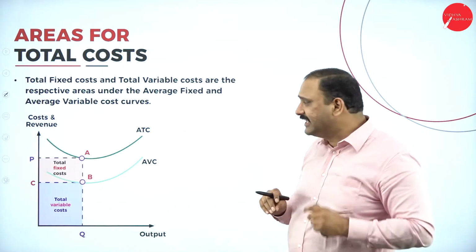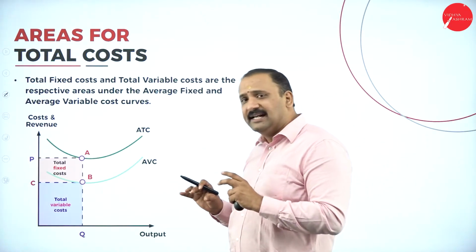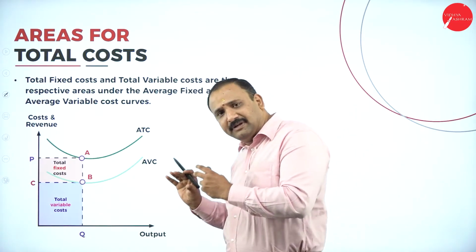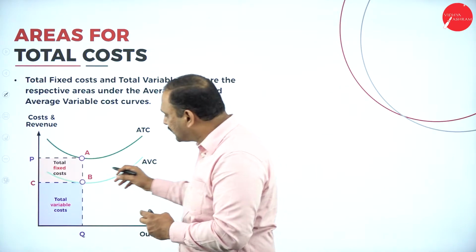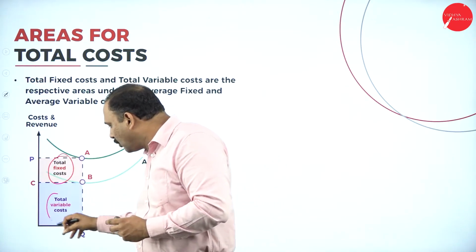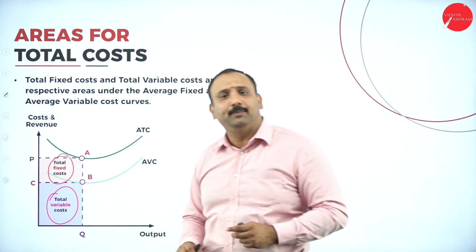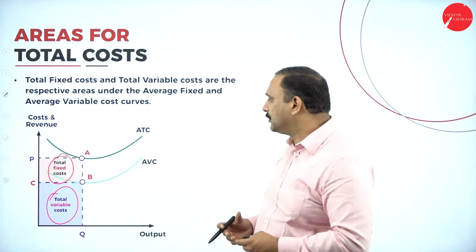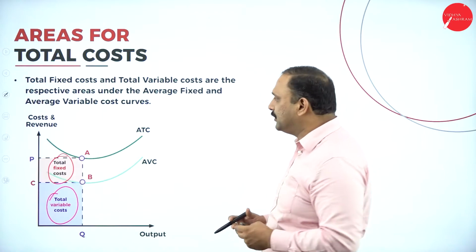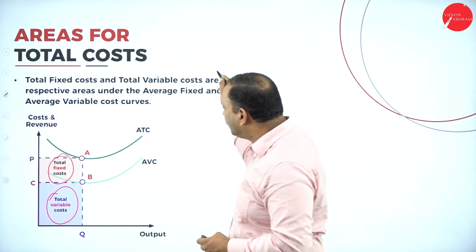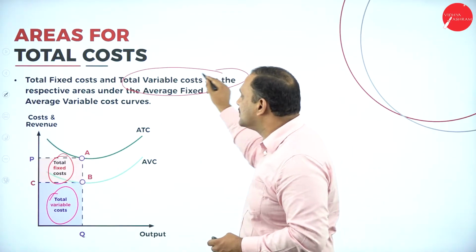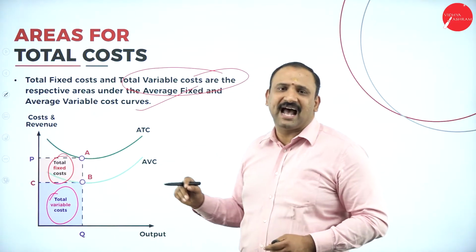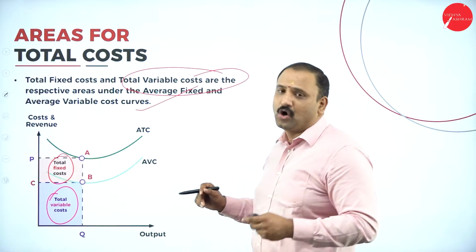Now, the next thing is the areas for total cost. Let's look into the areas of the total cost. When I say that, there is a respective area, that means there is a respective slot that we have allocated for the total fixed cost and the total variable cost coming into the picture. So how are we going to explain this? Let's try to understand that the total fixed cost and the total variable cost are the respective areas under the average fixed and the average variable cost curves.